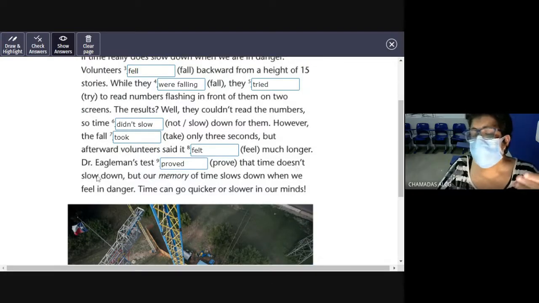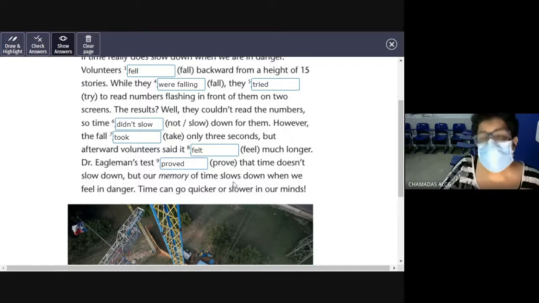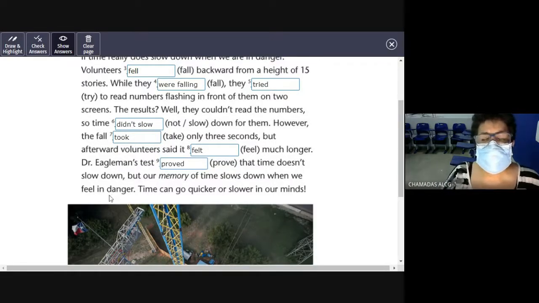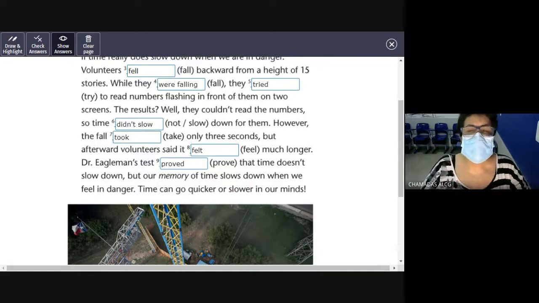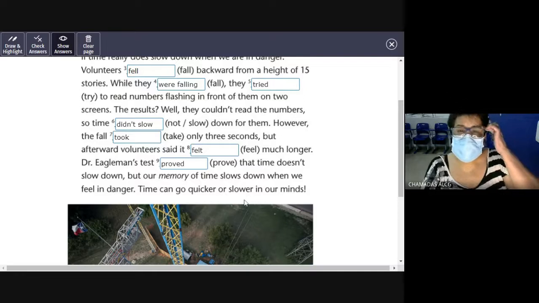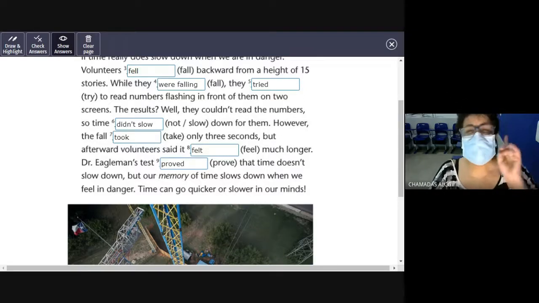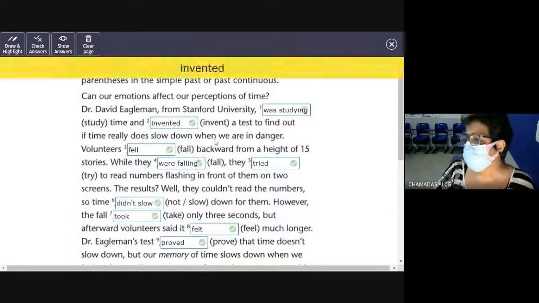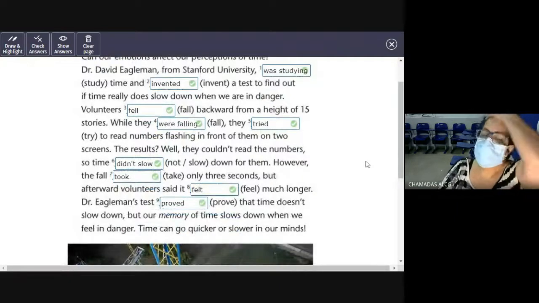Time doesn't slow down, but our memory of time slows down when we feel in danger. Okay, so we have this impression that time is taking too long to pass. Okay, time can go quicker or slower in our minds, only in our minds. Okay, guys. So let's check the answers. Now everything correct. Okay.